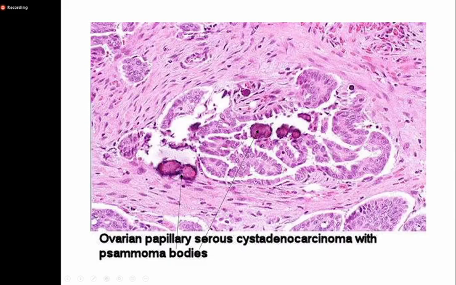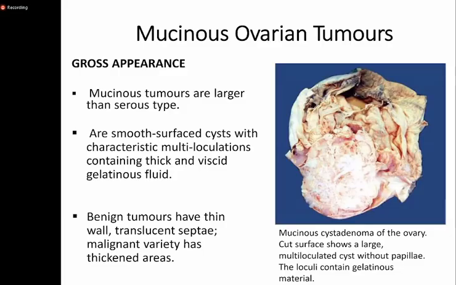Then the mucinous variety. Grossly, the tumors tend to be much larger than the serous type. The surface of the cysts is smooth, and typically they are multiloculated, so multiple cystic spaces containing thick, viscous, or gelatinous fluid. So, unlike the serous that has clear, watery fluid, this one is thick, viscous, and gelatinous.